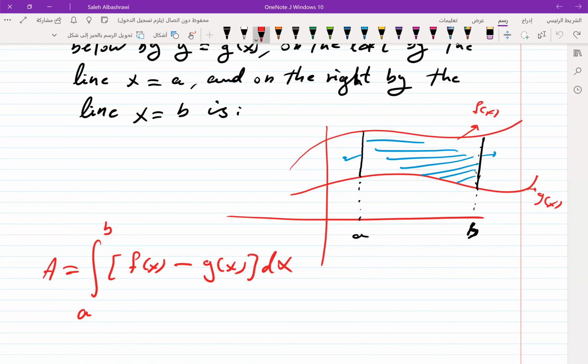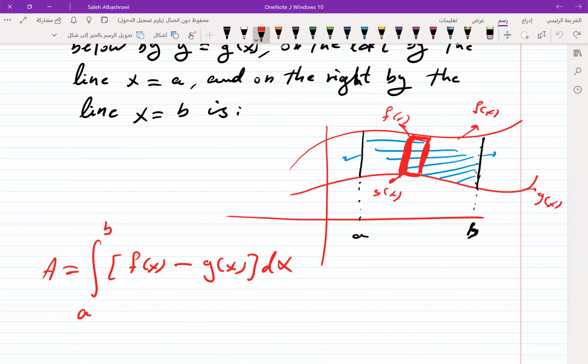We can think about this one like that. We have a rectangle. For the rectangle, the height will be given by f of x minus g of x, because this down is g of x. The height of the rectangle is the upper function minus the lower function. This is the height, and the width is the difference between a and b. We can just think about it in this way.